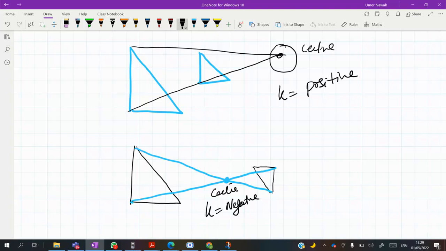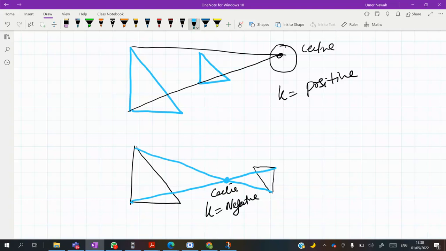If the original figure and the final figure are given, keep your eye on whether the center is in between or on the side. If the center is on the side, the scale factor is positive. If the center is in between the original and the final shape, the scale factor has to be negative.